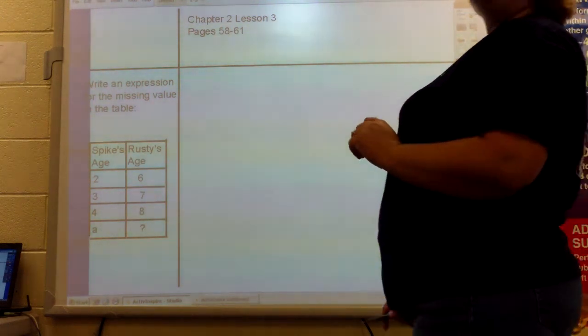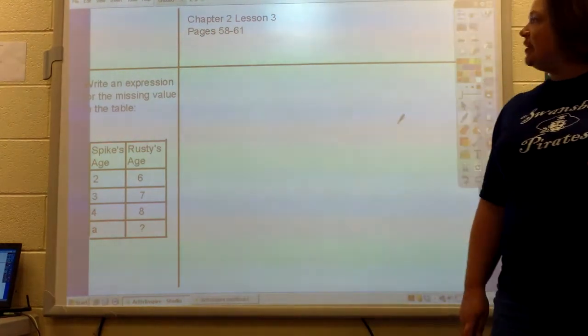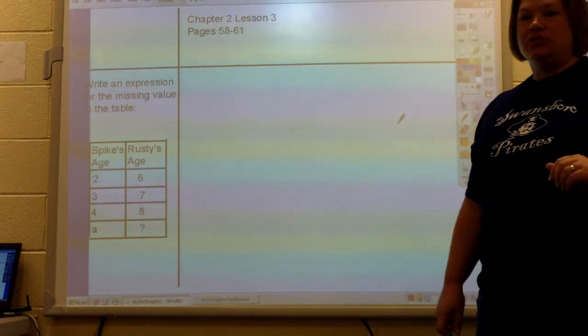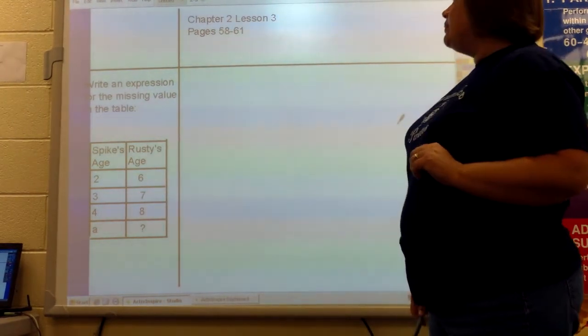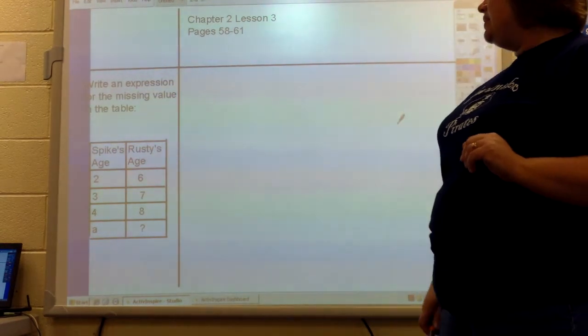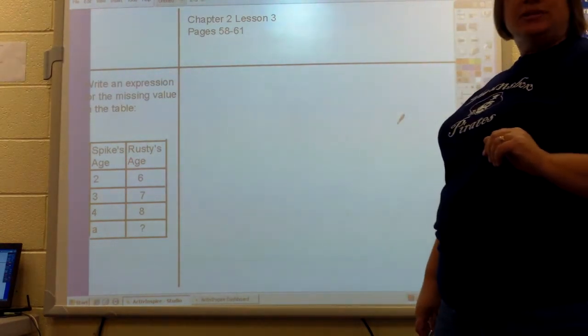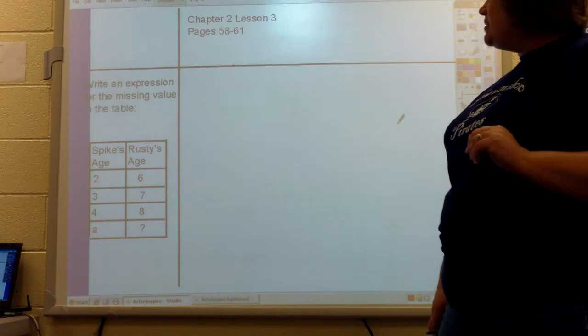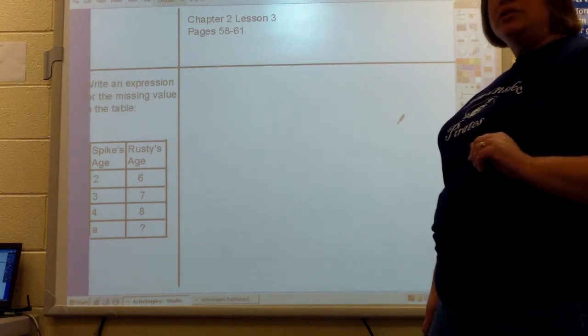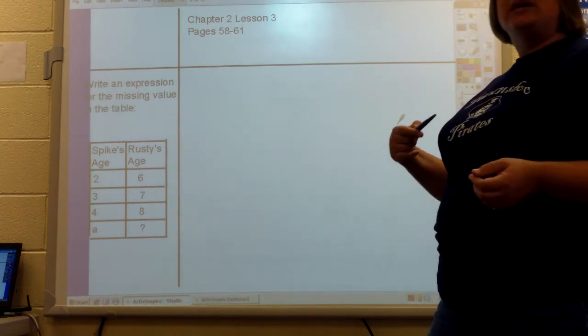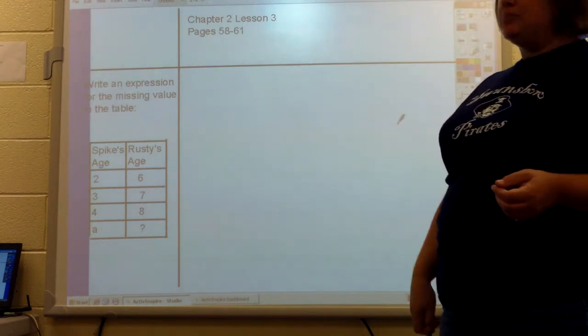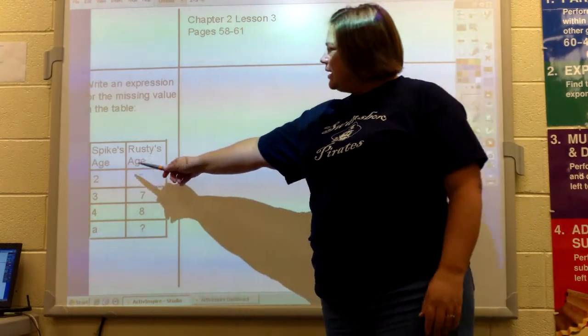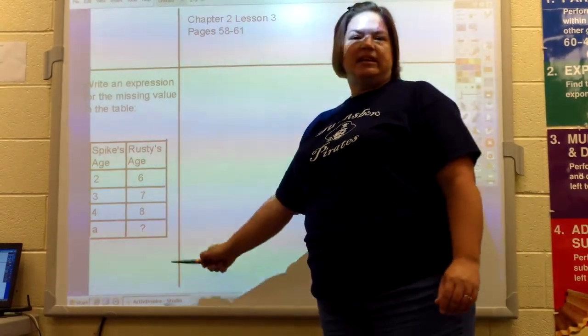Okay, today we're going to look at Chapter 2, Lesson 3, which is found on pages 58 to 61 in your textbook. Today we're going to be looking at writing an expression for the missing value in the table. So we're basically trying to find out what's going on in the table, what's the rule that applies to every number in that table. So for here we have Spike's age and Rusty's age.